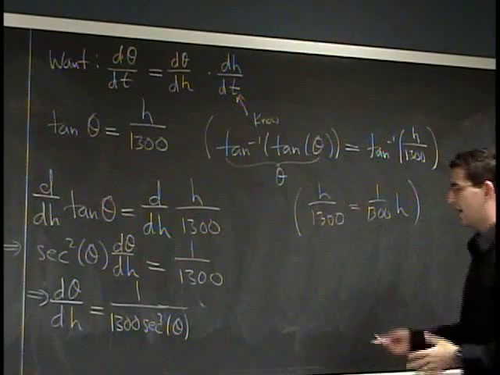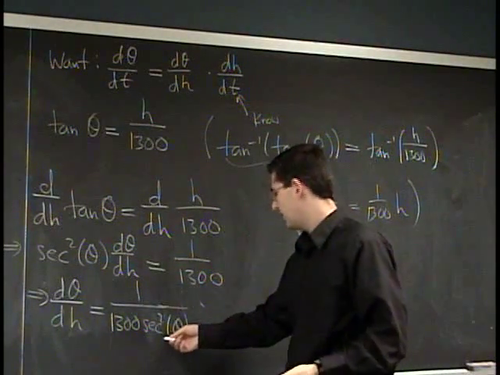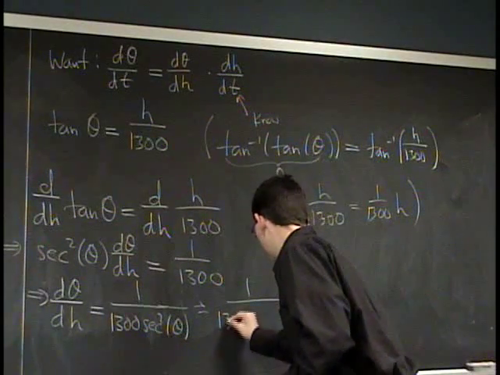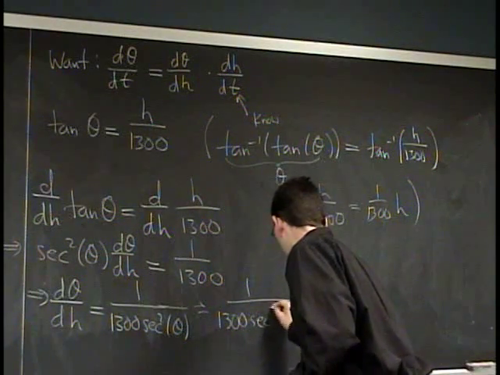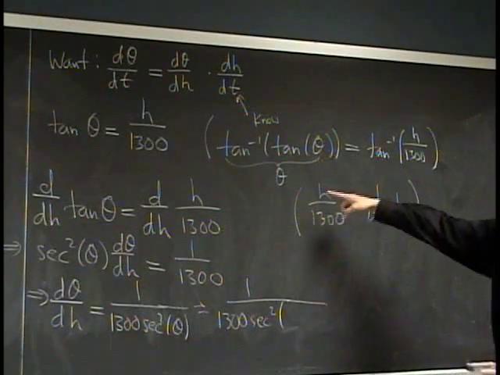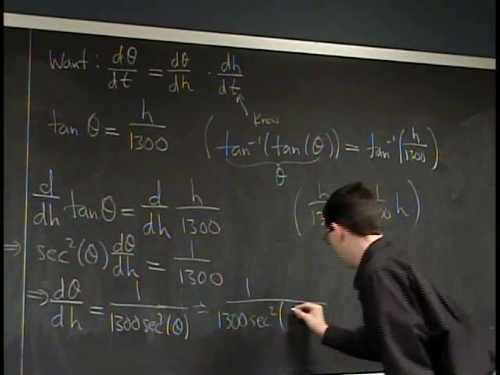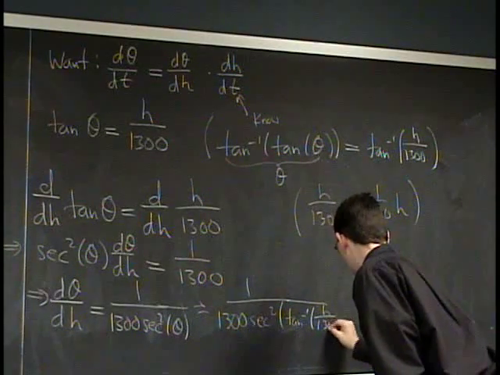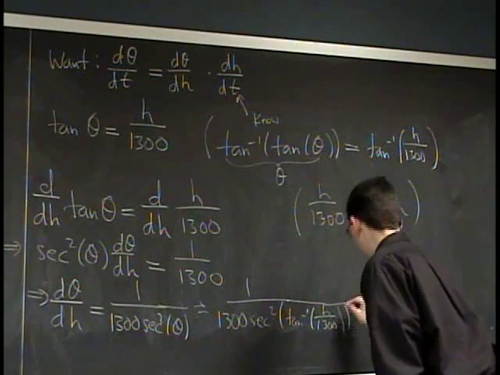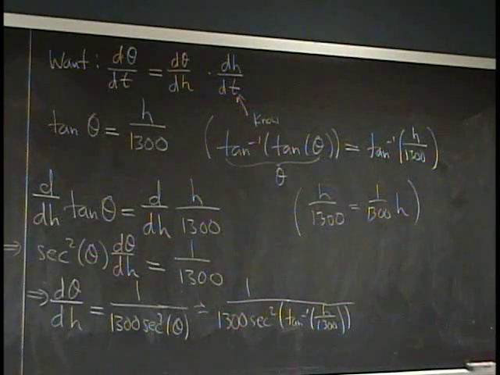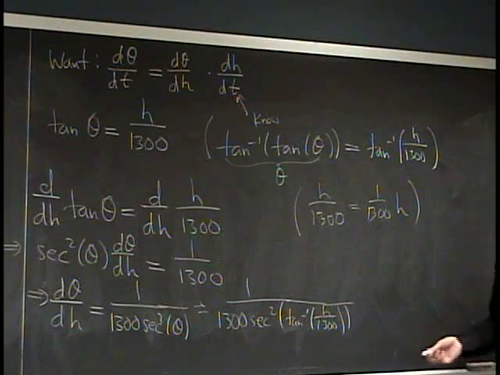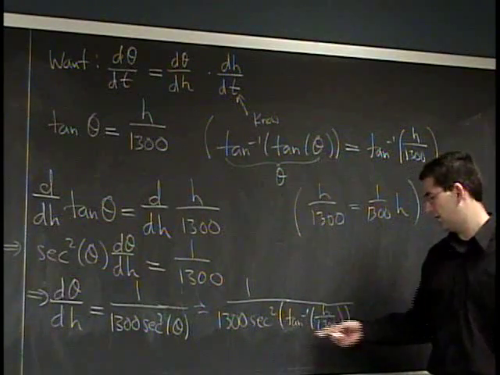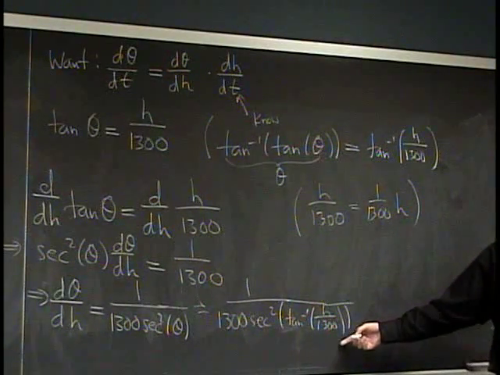Okay, so I can either evaluate this when h is 1,000, or I can just write in this general formula. Right, so we know theta is arctan of h over 1,300. Okay, now, if you really were curious about how this thing is going to evaluate, we could play the triangle trick, couldn't we?